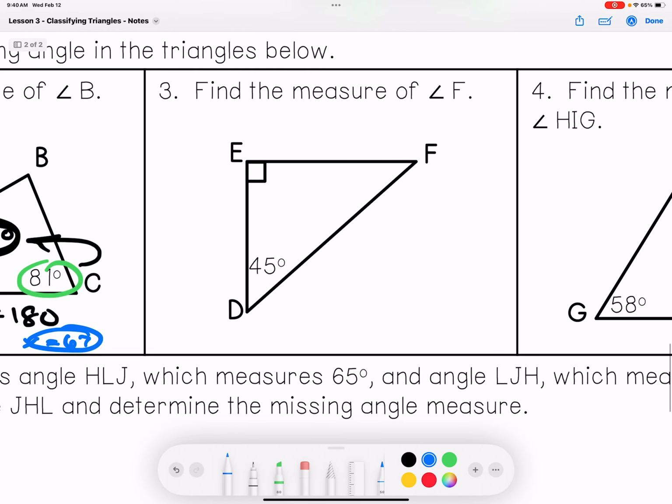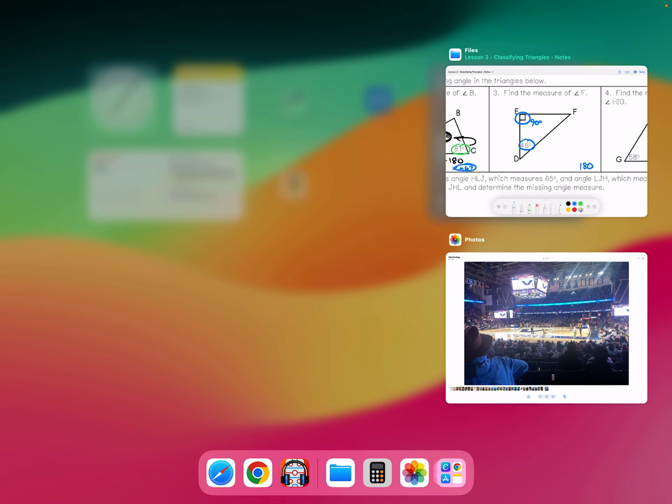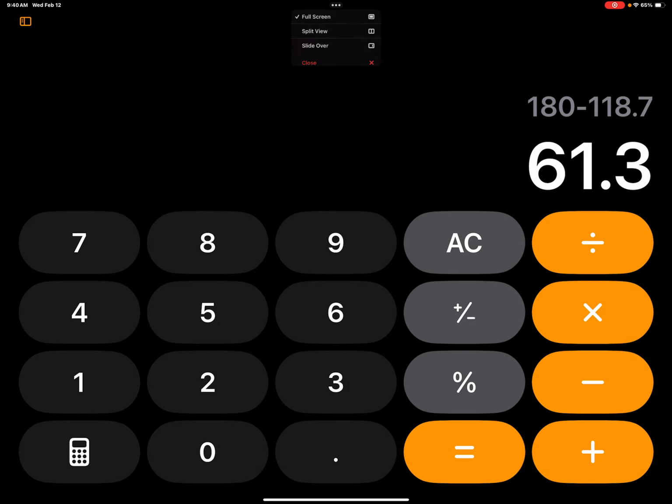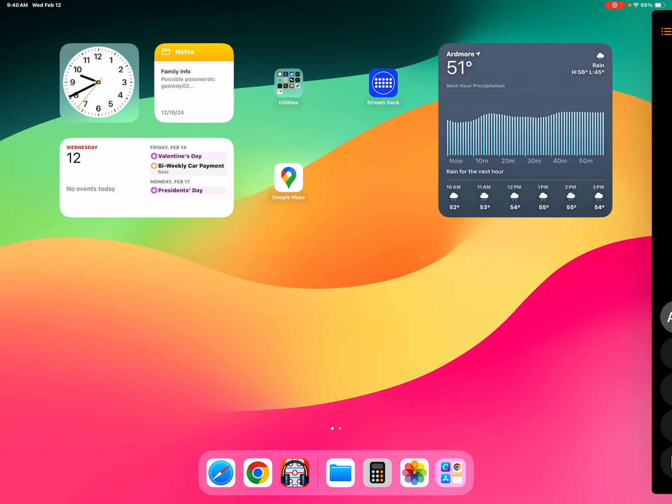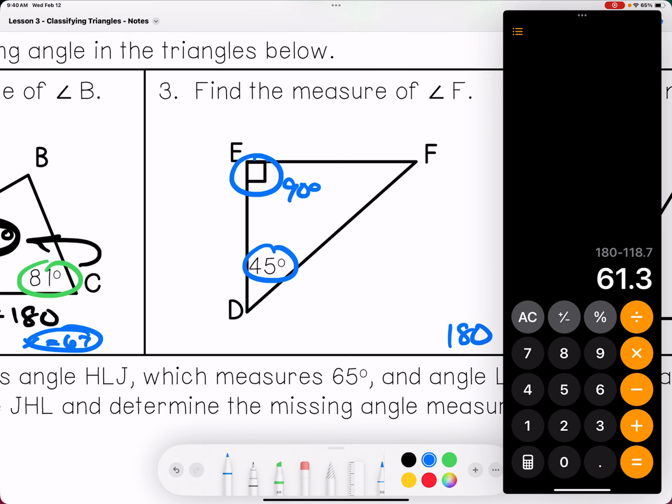Find the measure of F. We know the whole thing is 180. I know this one is 45. This one is 90. So how do I solve? I just take my calculator and go 90 plus 45. That equals 135 minus 180. And I get the other one is 45.